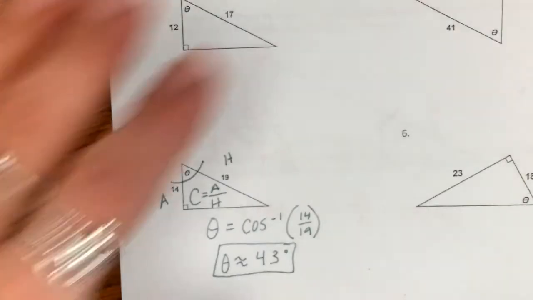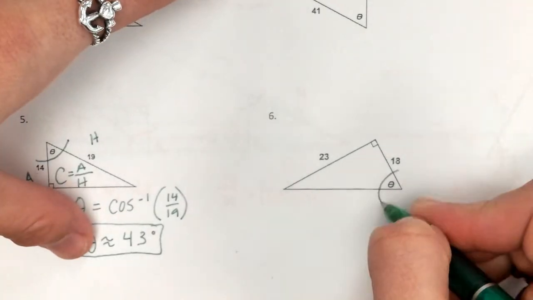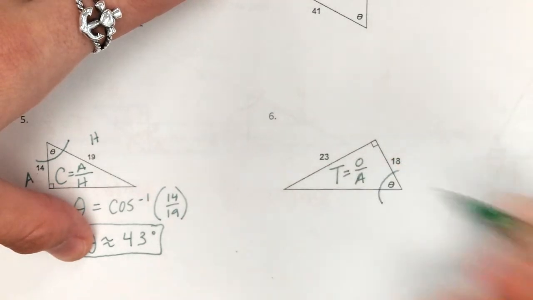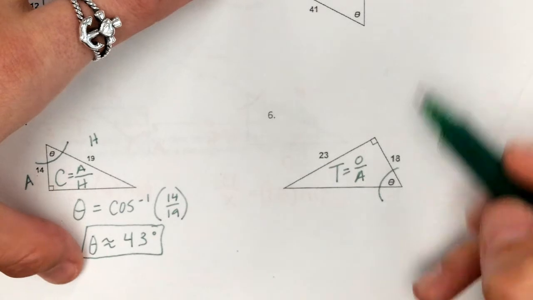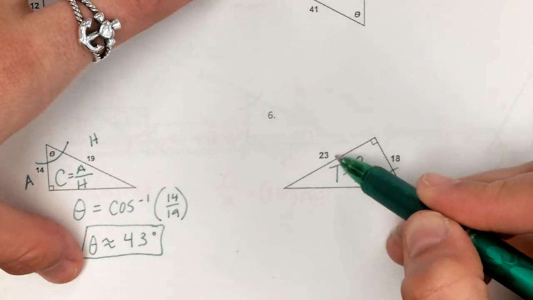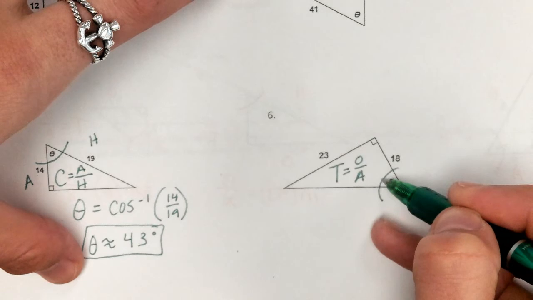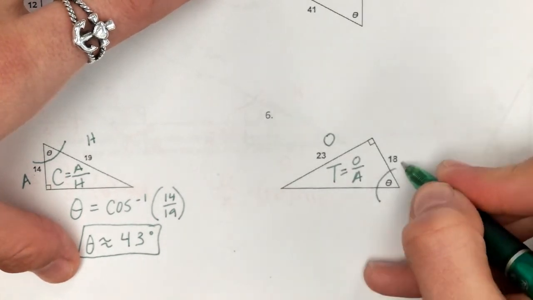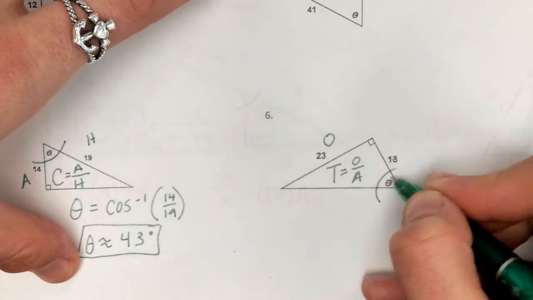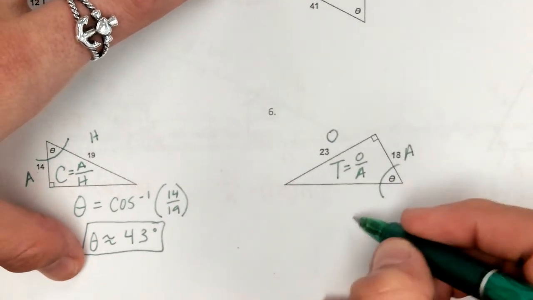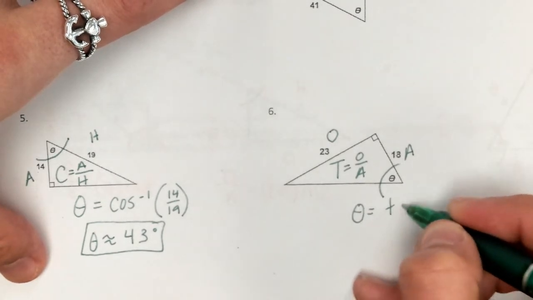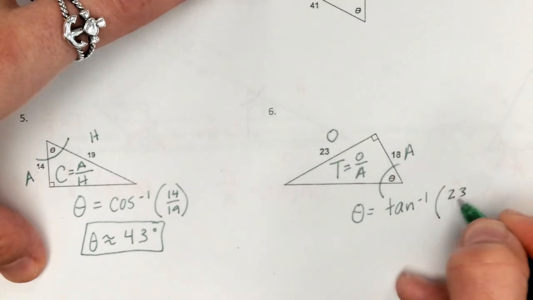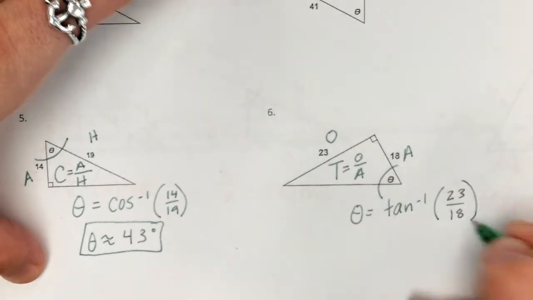Number 6, reference angle. I do not have hypotenuse. Bam! Already know I am using TOA. I'm using tangent. Make sure we go all the way across to the opposite side of this triangular lake or pond, where we get 23. The angle and 18 are right next door, A. So theta is equal to the inverse tangent of opposite 23 over adjacent 18.